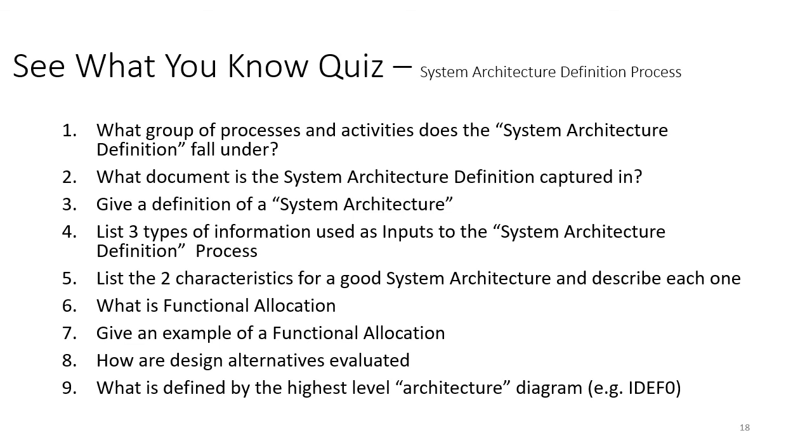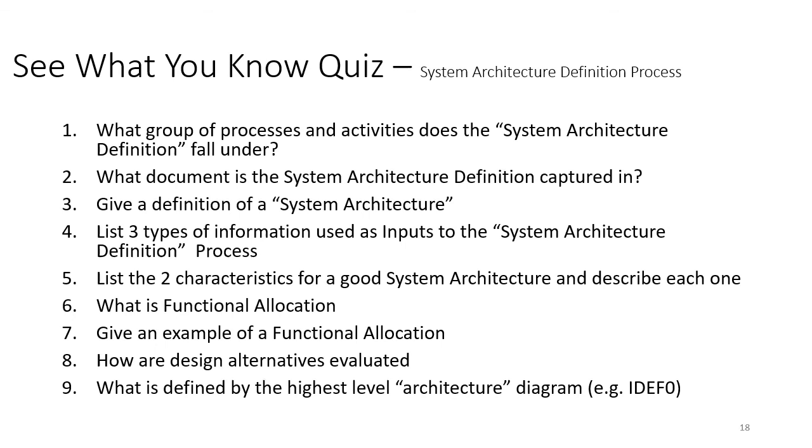Here's an opportunity to test yourself on what you've learned. What group of processes and activities does the architecture definition process fall under? What document is generated by the architecture definition process? Number 3 says give a definition of system architecture. 4 is list 3 types of information that are used as input to the process.